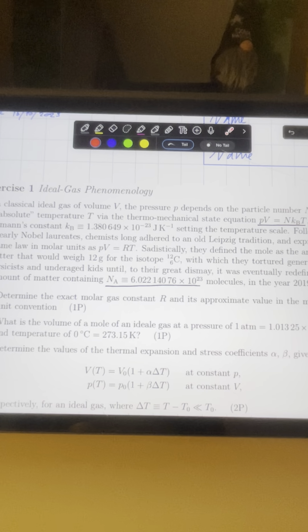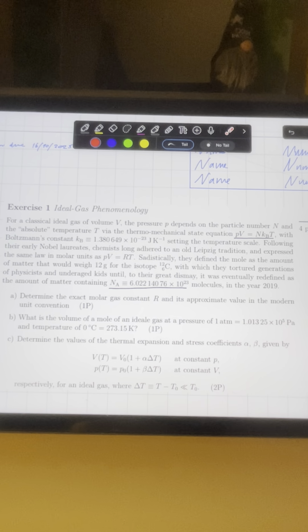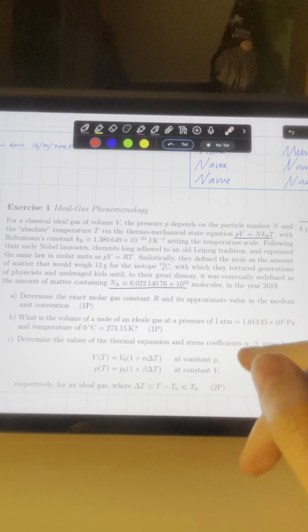Following their early Nobel laureates, chemists long adhered to an old Leipzig tradition and expressed the same law in molar units as PV equals RT, or PV equals nRT. Sadistically, they define the mole as the amount of matter that would weigh 12 grams for the isotope carbon-12, which they tortured generations of physicists and underage kids with until, to their great dismay, it was eventually redefined as the amount of matter containing Avogadro's number of molecules in the year 2019. He's just saying what the definition of a mole is, whatever.